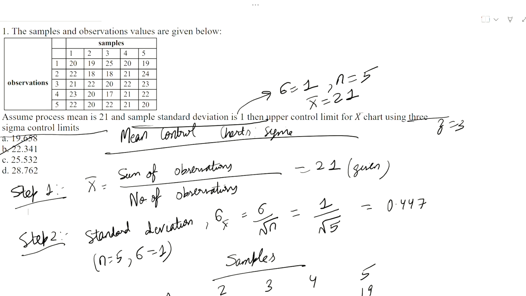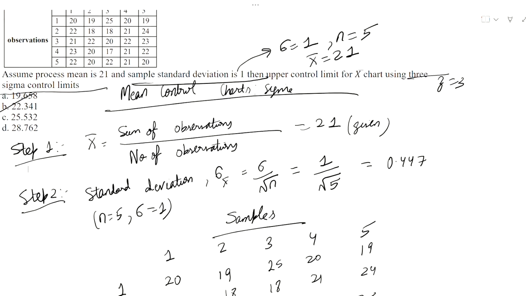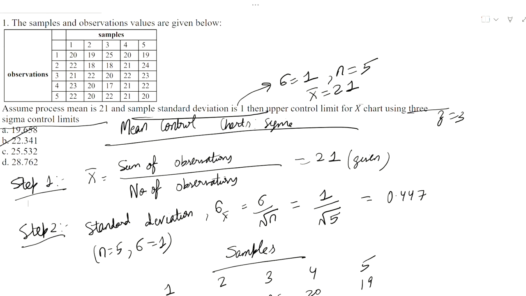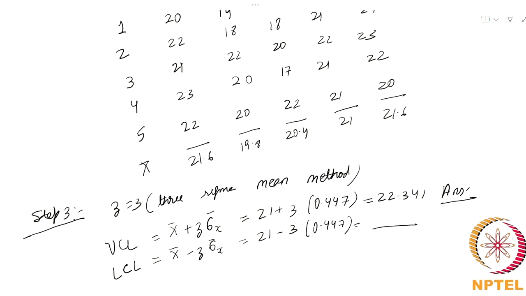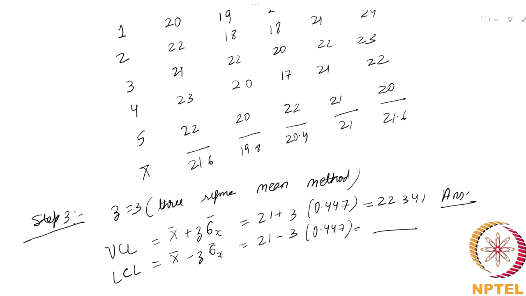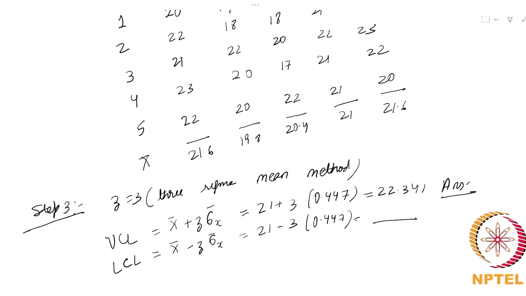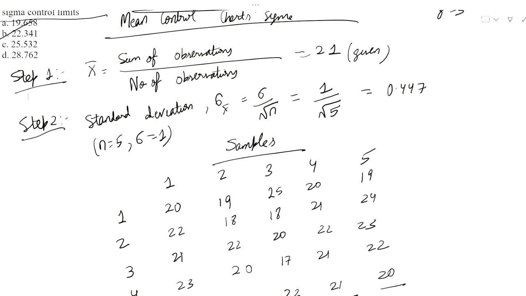Here we first found the X bar, then we found the standard deviation. The sample standard deviation was given, and the sample size was given. In the 3 sigma method, Z is 3, where Z is the probabilistic deterministic factor. From that, for this type of model, we find the upper control limit and lower control limit: X bar plus Z sigma X bar, and X bar minus Z sigma X bar.